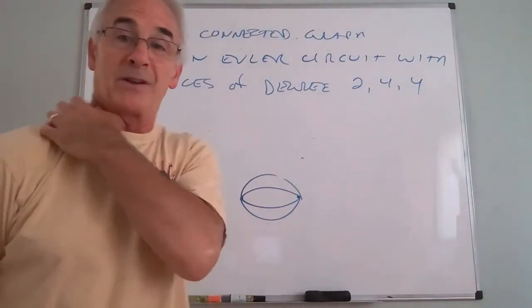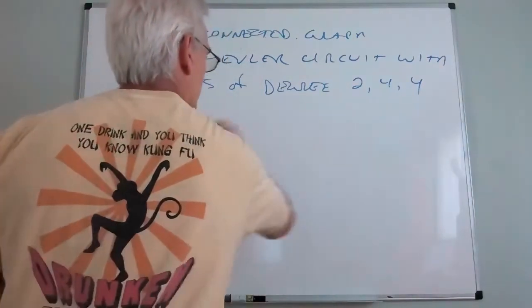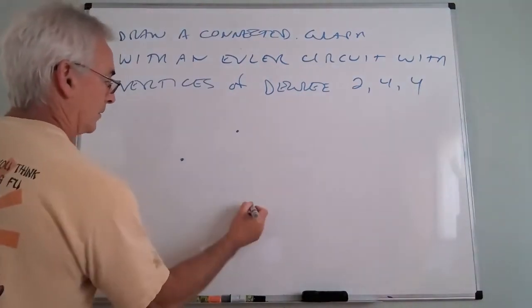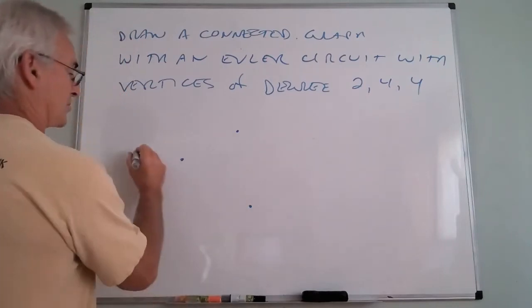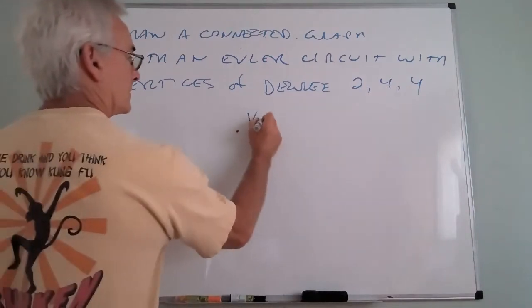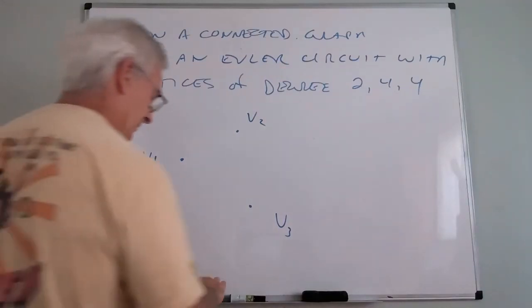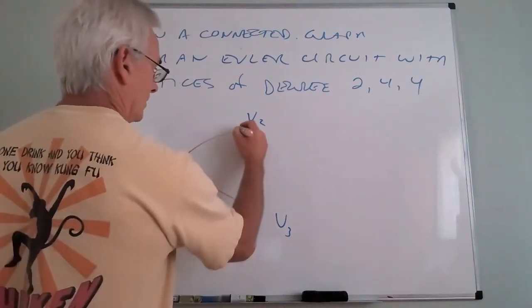Let's keep it really simple. I want everyone just on your own to try this. Now, the fact that it's connected means I have to have edges between them. There's no way around it. So let's start with that. They can be all on the same line if you choose. Sometimes it makes it harder to see. So there's my boom, boom, boom.